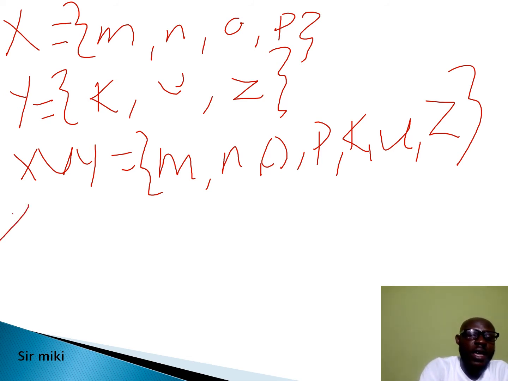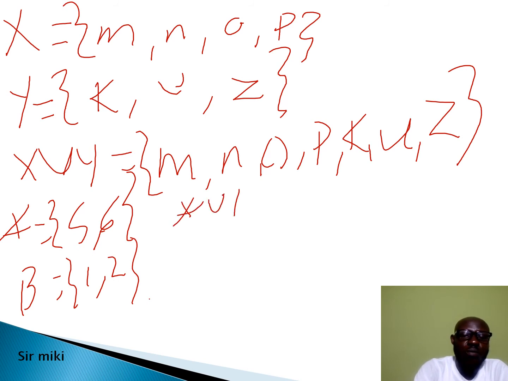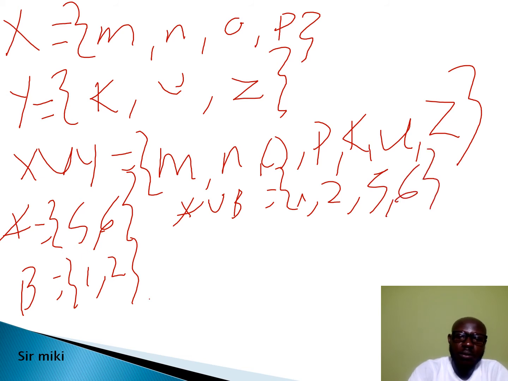Also, if I have A equals, in curly brackets, 5, 6, and B equals, in curly brackets, 1, 2. If I want to find A union B, what I have to do is to start from the smallest number. So I'll start from 1, 2, 5, 6. I have gotten A union B. I just put the two sets together to get another set.